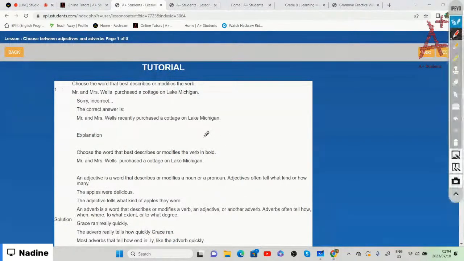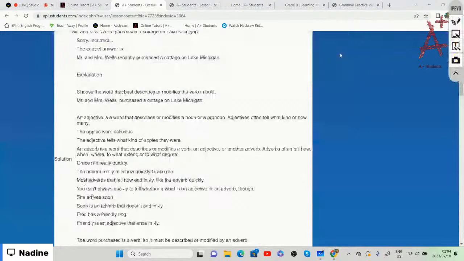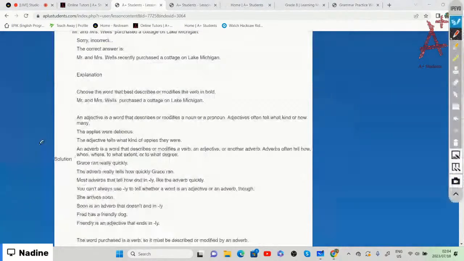All right, so an adjective, right? We'll start with adjectives. An adjective is a word that describes or modifies a noun or a pronoun, right? And adjectives often tell us what kind or how many. For example, the apples were delicious, right? So what kind of apples were they? They were delicious apples, right?